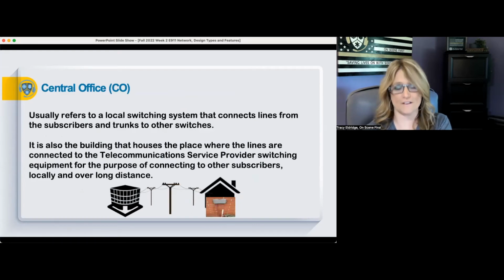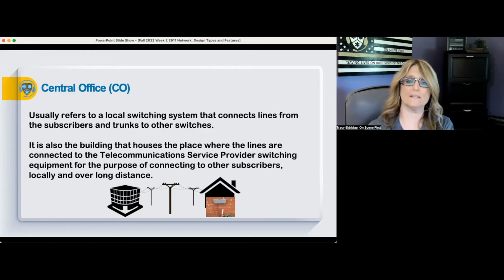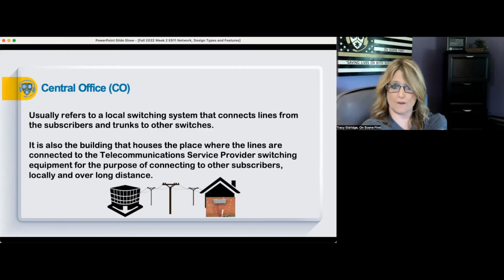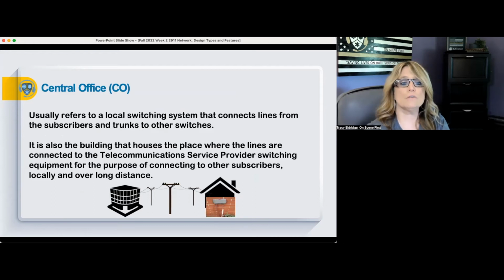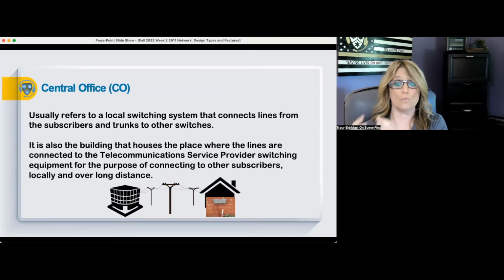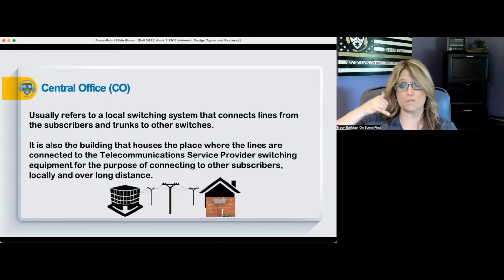So now we have a central office. There are going to be two terms that might be a little bit confusing, but I want to give you a way to figure out which one's which. So first we're going to do the central office, then we'll do end office in just a minute. The central office usually refers to a local switching system that connects lines from the subscriber and trunks to other switches. So that central office on North Avenue in my town, that's the facility that houses the switching mechanisms that's going to allow me to make a phone call in Rochester, Massachusetts. It's going to allow me to call somebody outside of my area.